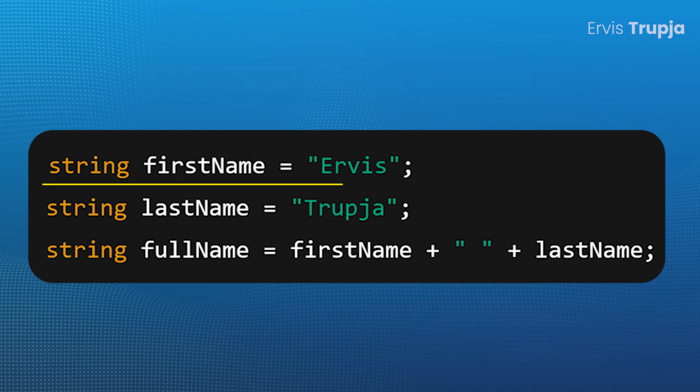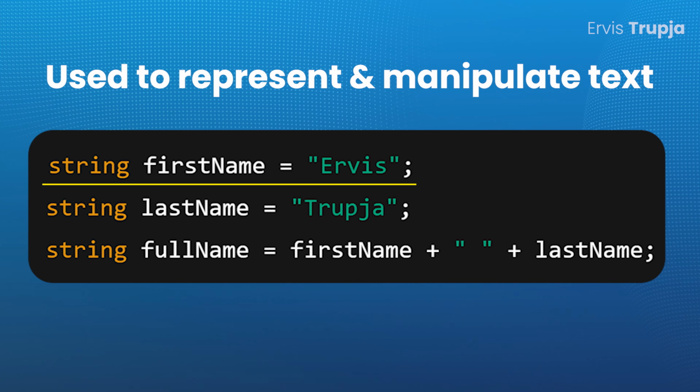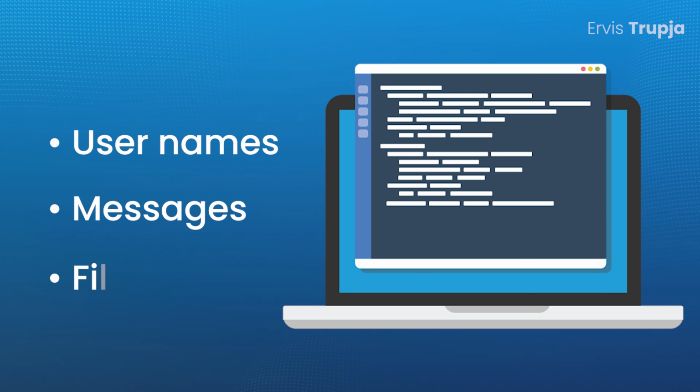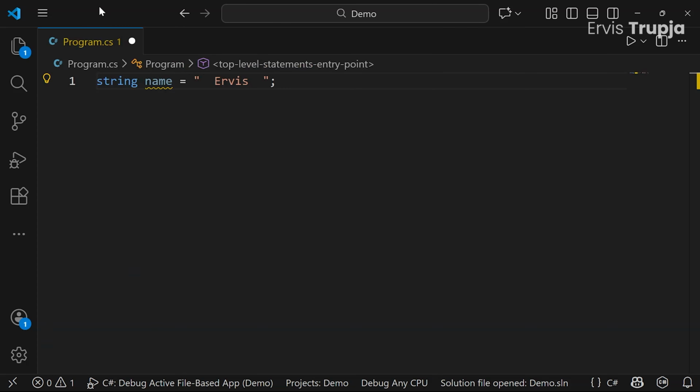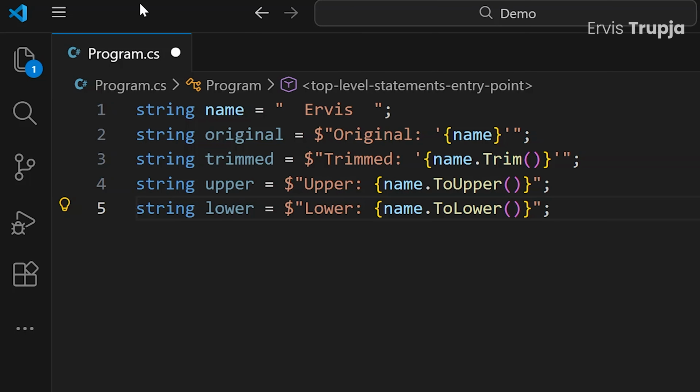Strings are sequences of characters used to represent and work with text in C# programs. Text is everywhere in apps: usernames, messages, file paths, and C# makes it easy to work with strings and perform many operations on them.